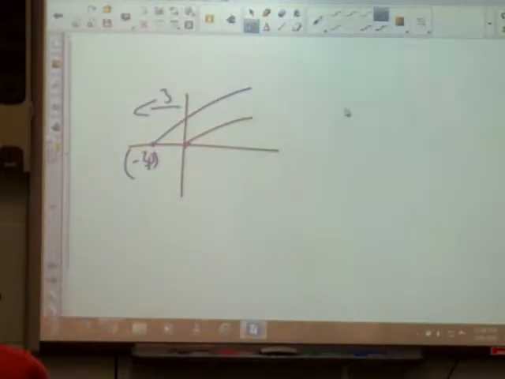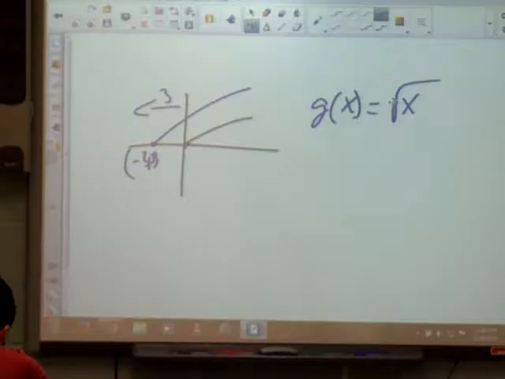Does it tell me what to name this? G. So I'm going to say G of X. When I go left and right, does that go in with the X or out on the end? In with the X, and it's always the opposite way, so that's going to be plus 3, all underneath the radical.